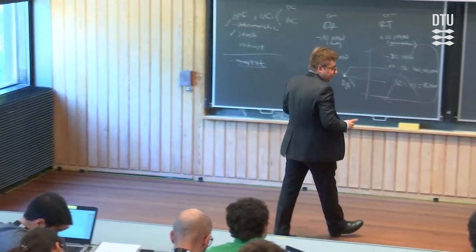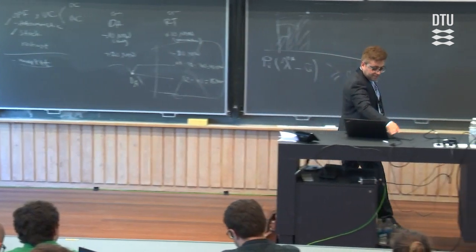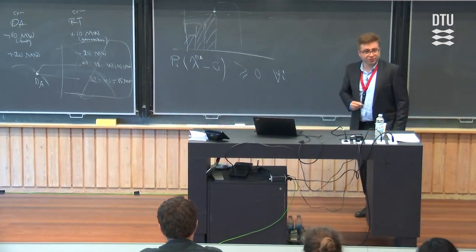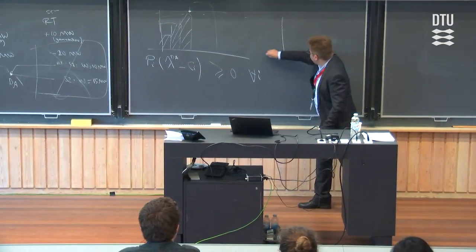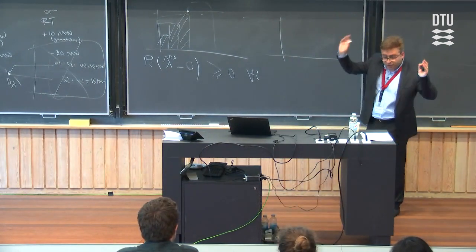But the stochastic market clearing destroys merit order. You can run it yourself for the merit order in the stochastic case. You will see in one of the projects.